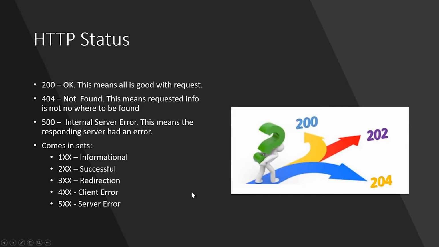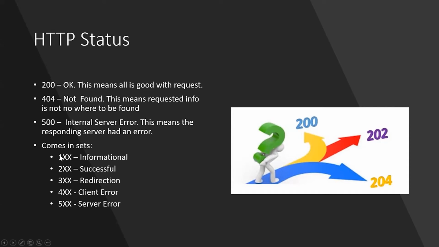But I do want to point out that all these different statuses are in sets, and you can look this up in a link that I have at the end for you guys. It goes from 1 to 5, and each is 100. So there's 100, 200, 300, 400, 500. And within each of these, they have a common theme.